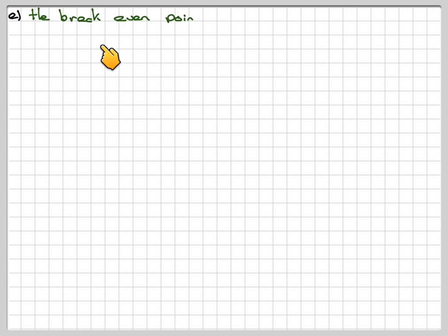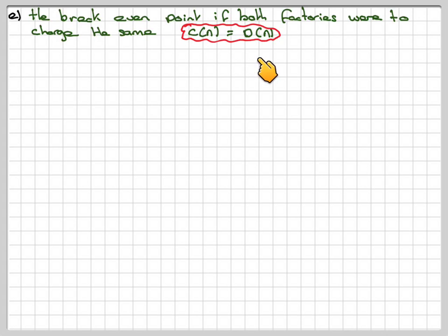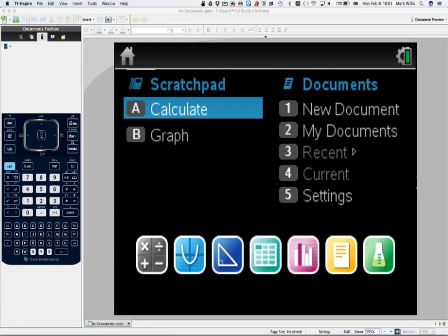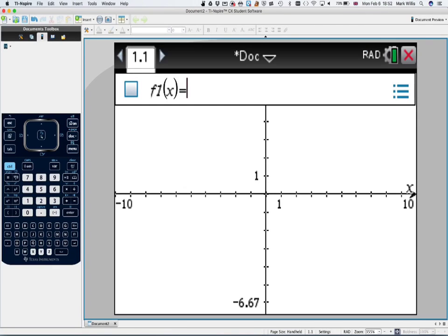Right, the final part, the break-even point. If both factories were to charge the same amount, then C of n would have to be equal to D of n, so 0.5n plus 60 has got to be equal to 0.6n plus 45. So the way to do this is on our GDC. Going to our GDC, into graphing mode, we'll put in the first function, which is going to be 0.5, in terms of x, plus 60.